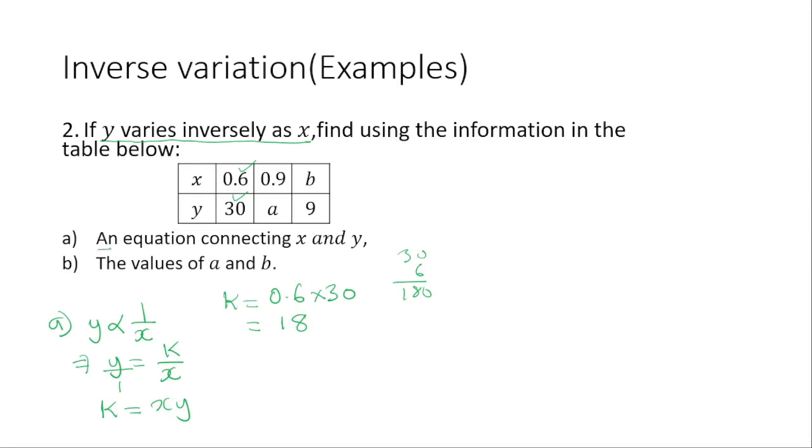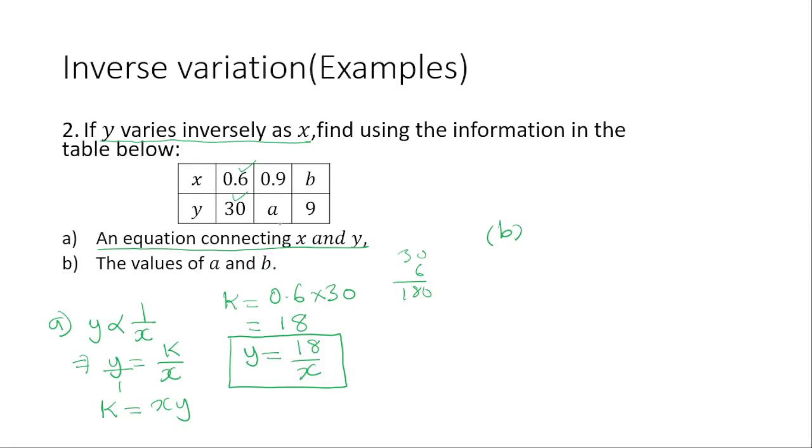What they are asking us to find is an equation connecting x and y. So where there is a k, we are going to substitute it with 18. So the equation that is connecting the two will be y is equal to 18 over x. Part B, we need to find the values of a and b. So we have this equation representing this situation, and we'll use this one to find our values.